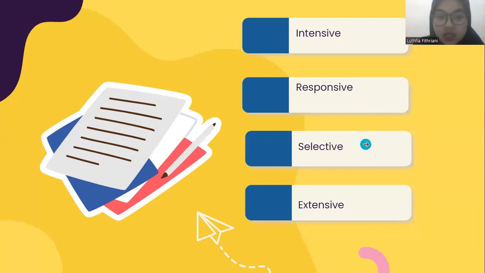The third is selective. Selective is a type of listening to develop bottom-up processing. For example, scanning for certain information in order to assign a global meaning or specific meaning. The fourth, or the last, type of listening is extensive. Extensive is a type of listening to develop a top-down, global understanding of spoken language. For example, listening for the essence, for the main idea, and making inferences.